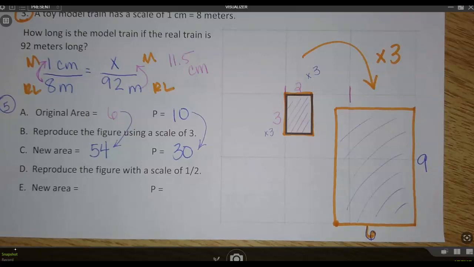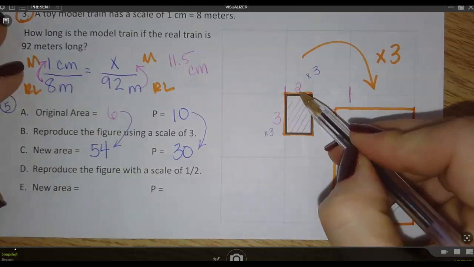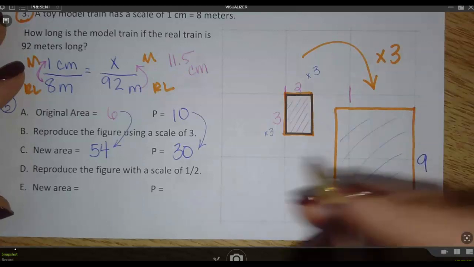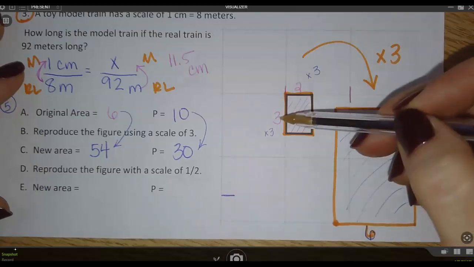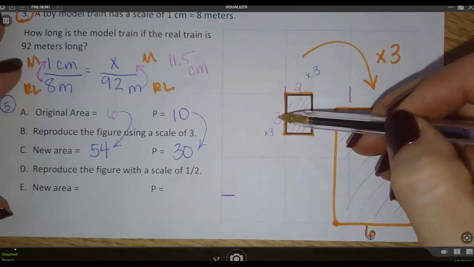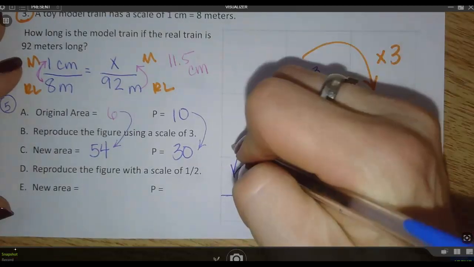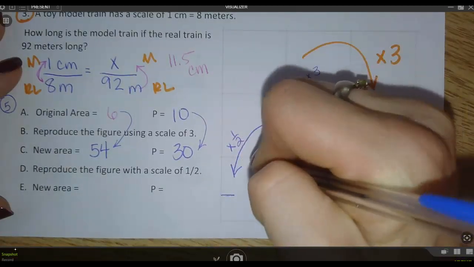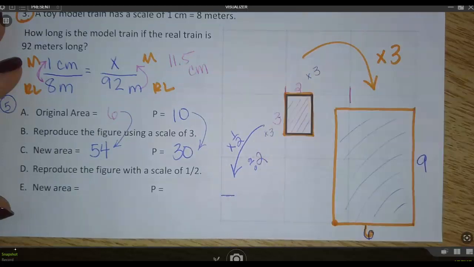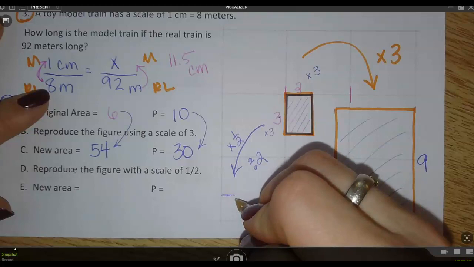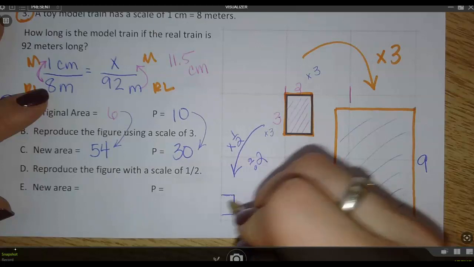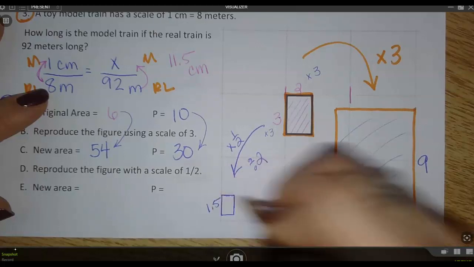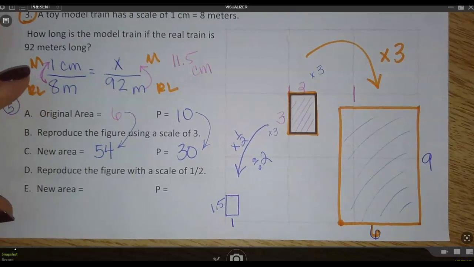Reproduce the figure with a scale of 1/2. So now, instead of 2, I'm going to cut it in half and get 1. Oops, that's not in the right spot. And then instead of 3, I'm going to cut it in half and get 1/2. So everything here is going to be multiplied by 1/2, or we talked about how that is divide by 2. Okay, so a width of 1, and it's only 1/2. So it would really only be this big. 1/2 on that side and 1 on that side. So it's half as wide, half as tall.